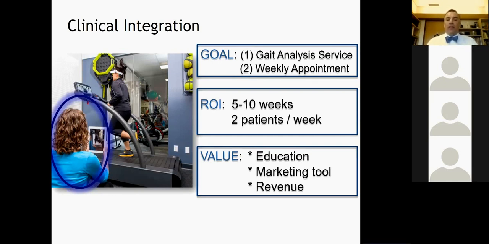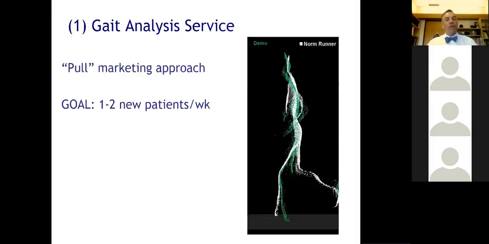So if we go a little deeper into these 2 different services, so if you want to set this up as a gait analysis service, clearly this is a pull marketing approach. You're trying to bring new runners, or new patients, into your clinic in order to analyze them and help them understand what's going on. So again, the goal, 1 to 2 new patients per week.